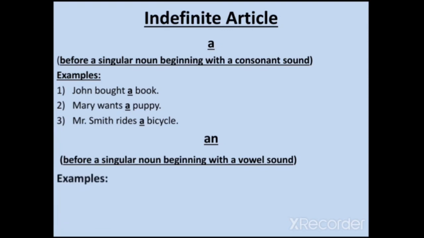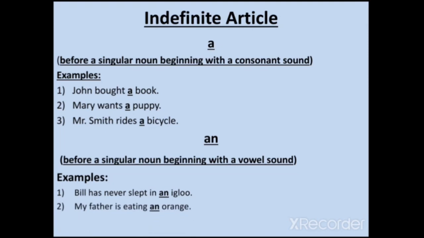For example, students, Bill has never slept in an igloo. So igloo is what? A singular noun and it starts with a vowel sound, so that's why we use an here. Here comes our second example, my father is eating an orange. Orange is also a singular noun, it starts with a vowel, there we use an. And in the third, Frank always carries an umbrella, and umbrella also gives a vowel sound, that's why I have put an here. So students, it is not necessary that a vowel is placed before; actually, sound matters.